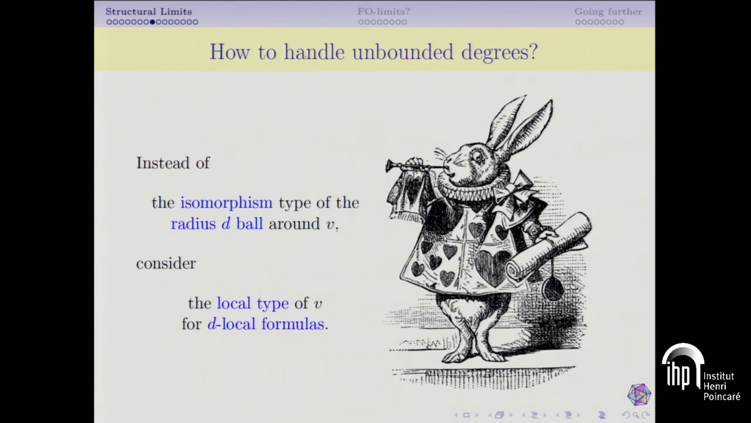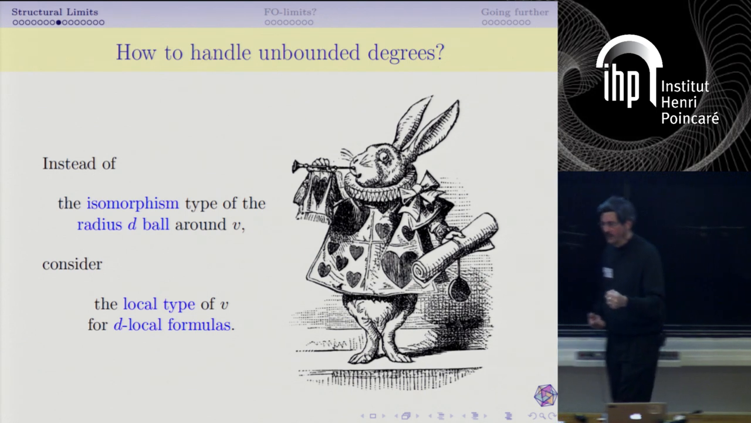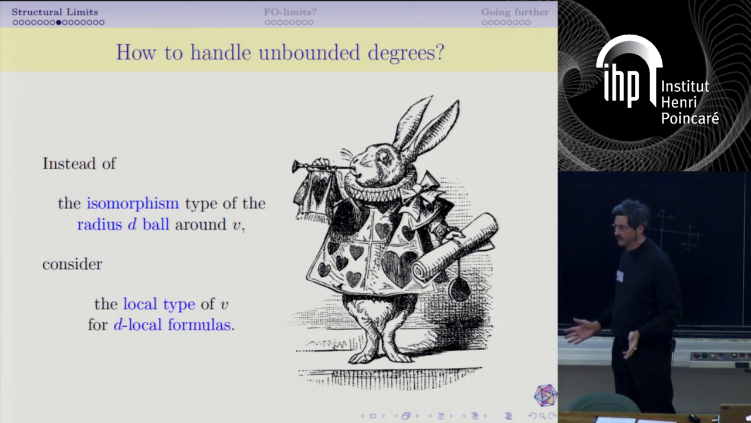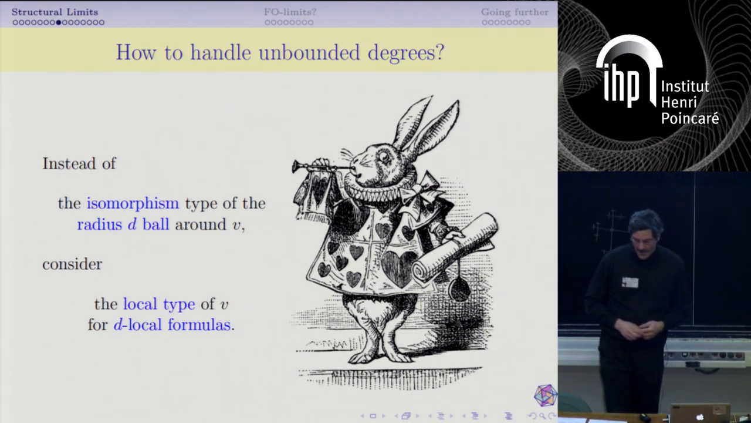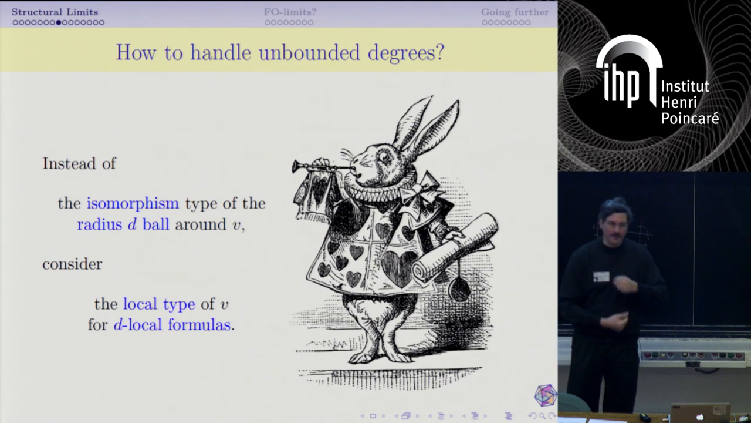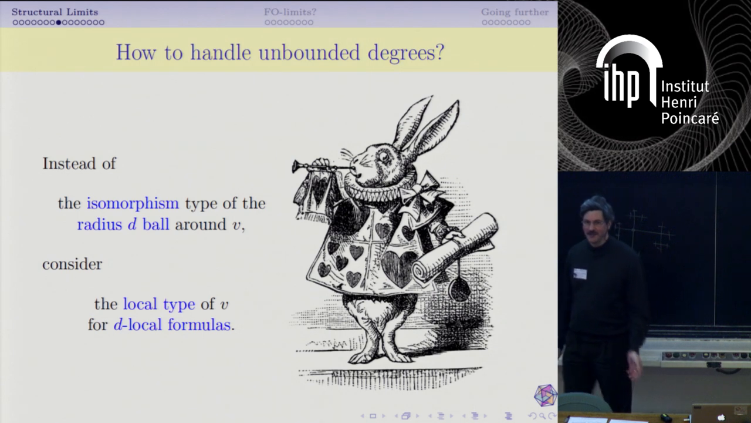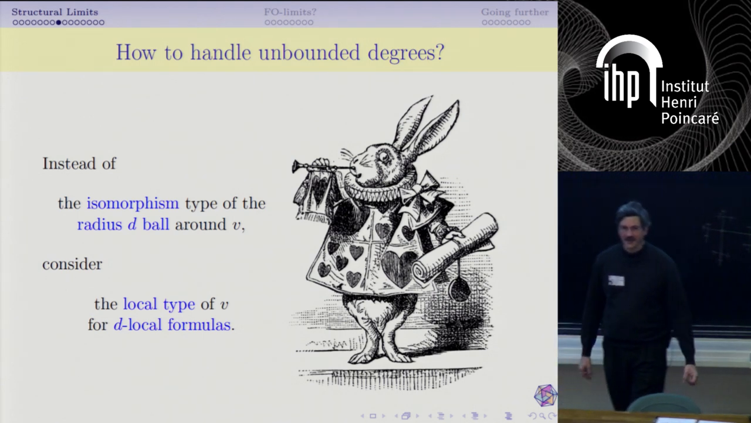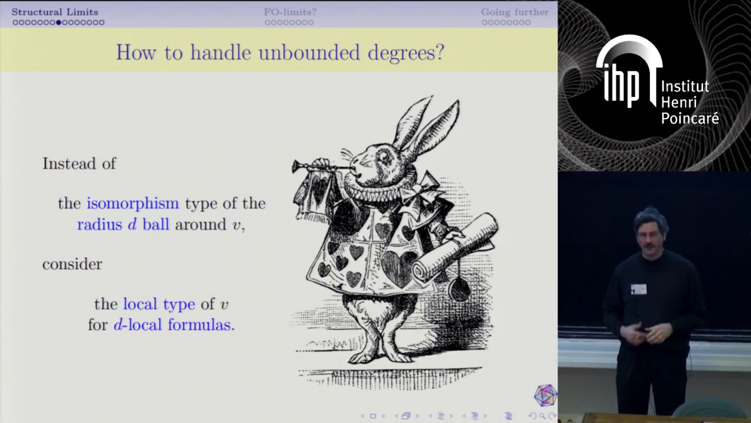If we look at isomorphism type, for sure it will not work, because if your degrees grow everywhere in your graph, for any fixed graph, the probability that it will be the isomorphism type of a ball will go to zero. It will be zero from some stage. So it doesn't behave well. So instead of looking at isomorphism type, one idea, which is maybe more natural today because of the connection with model theory, is to look at the first order properties of this neighborhood.